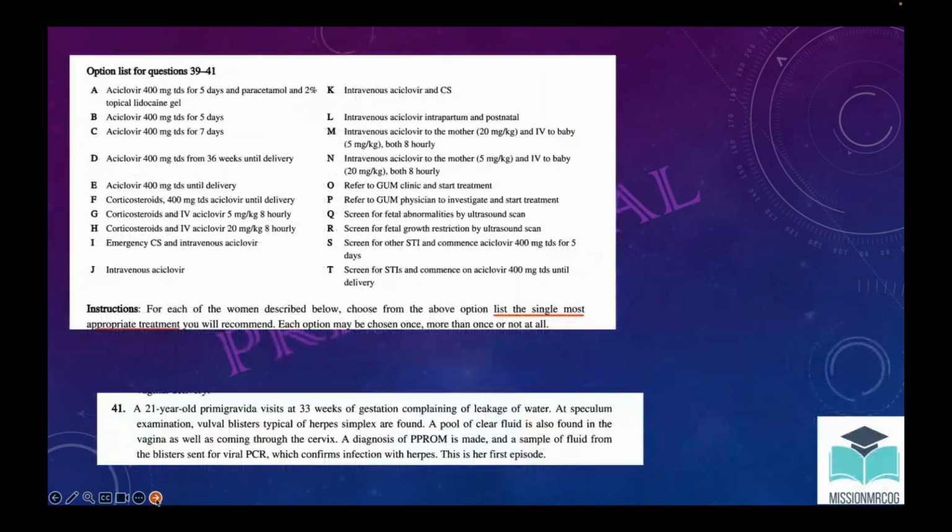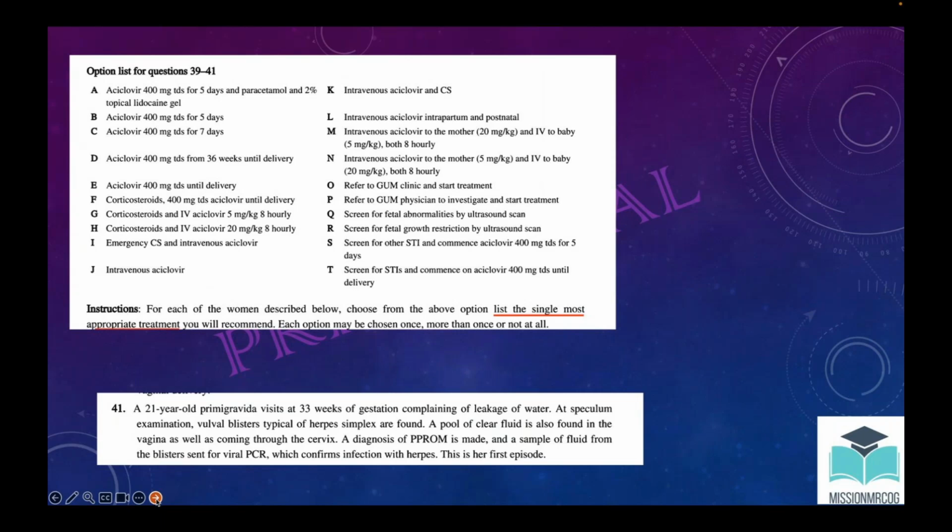So a 33-year-old woman with leakage of water, per speculum shows vulval blisters. Clear fluid is coming. Diagnosis of PROM is made. Blister fluid sent for PCR confirms herpes infection. This is the first episode. So first episode, PROM at 33 weeks. So what will you do?